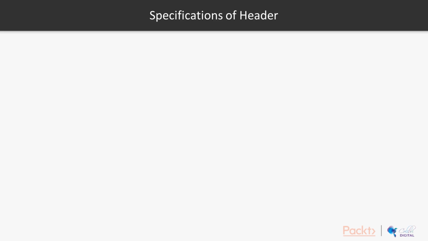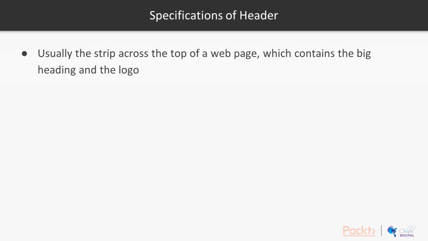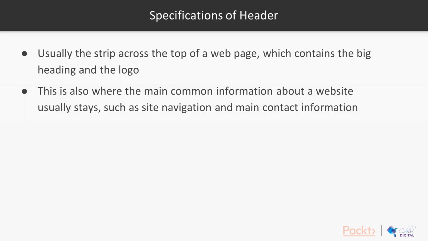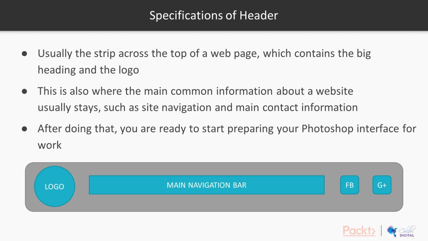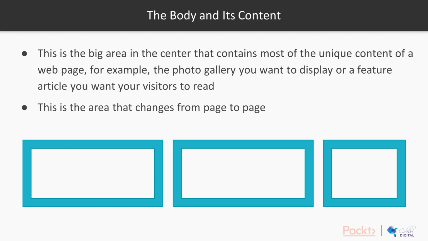First of all, we're going to understand what header means. Usually the header is the strip across the top of a web page with a big heading and a logo. This is the part where you can place the main navigation bar and some quick links. For example, you can also include a search bar there. And there are really a lot of opportunities to build a header of your website, depending on the purposes of the website.